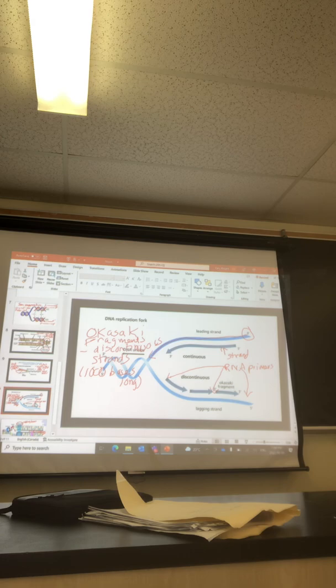Now, RNA primers, remember that they're the ones that go to a certain spot on the DNA strand, and it basically signals where the DNA polymerase 3 should start. So imagine them working together, right? Remember we talked about primers, like in painting? Before you paint a wall, oftentimes you prime it first. So it's basically the first step and it will signal where to actually start on the DNA.